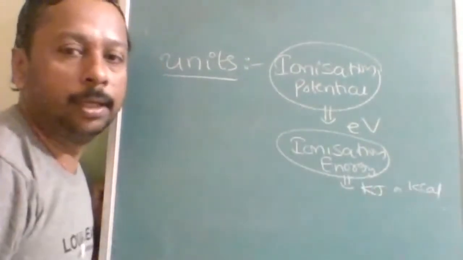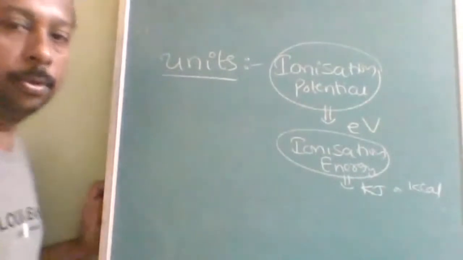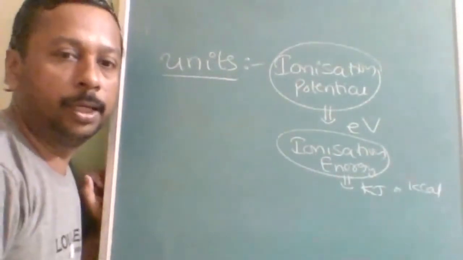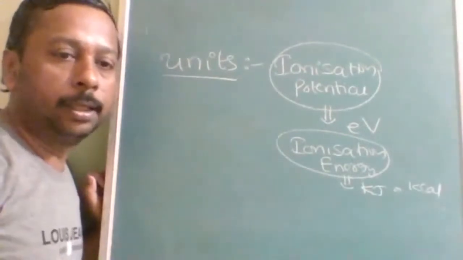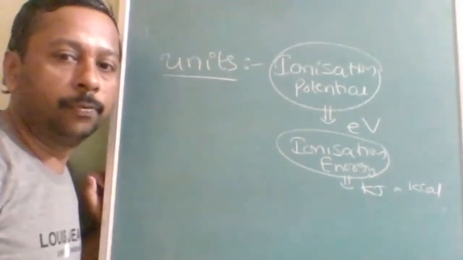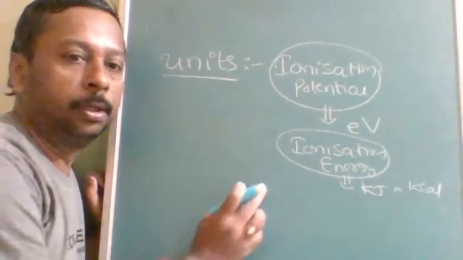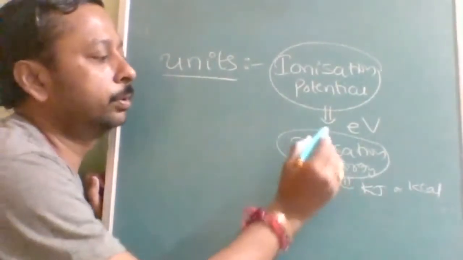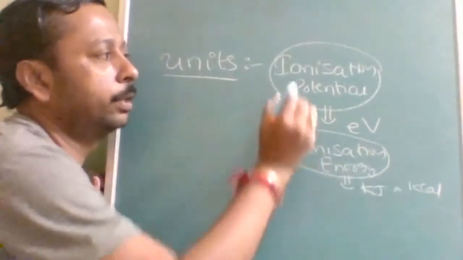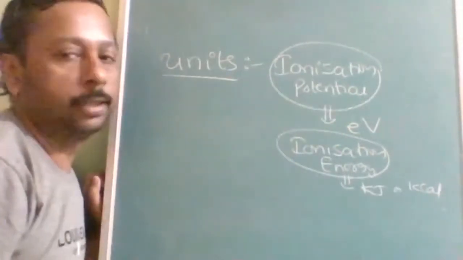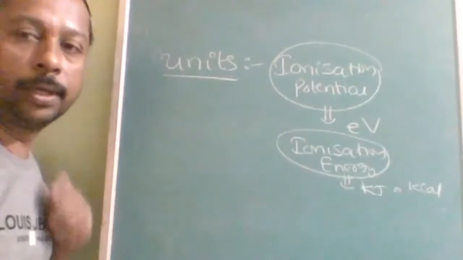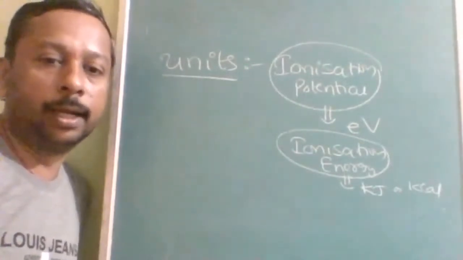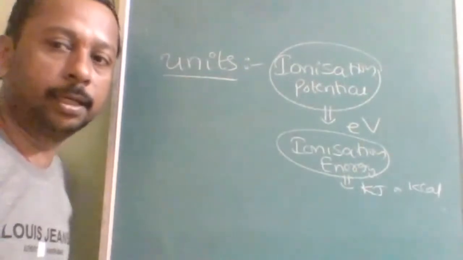Normally it will be calculated per mole. It is calculated for 1 mole only. Therefore, we will mention here also that it is per 1 mole. Is this understood? So kilojoules or kilocalories for ionization energy, and for ionization potential it will be electron volt. Potential means voltage, energy means kilojoules or calories. These are the units. Is this understood?